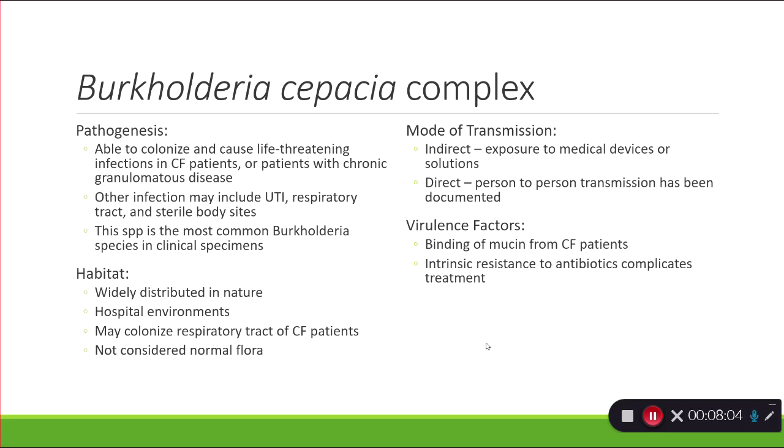This next one is very important in our cystic fibrosis patients. It's called the Burkholderia cepacia complex. This is able to colonize and cause life-threatening infections in cystic fibrosis patients or patients with chronic granulomatous disease. Other infections may include UTIs, respiratory tract, or sterile body sites. The species is the most common Burkholderia species in clinical specimens. It's widely distributed in nature. We find it in hospital environments, and it's a colonizer of the respiratory tract of those cystic fibrosis patients.